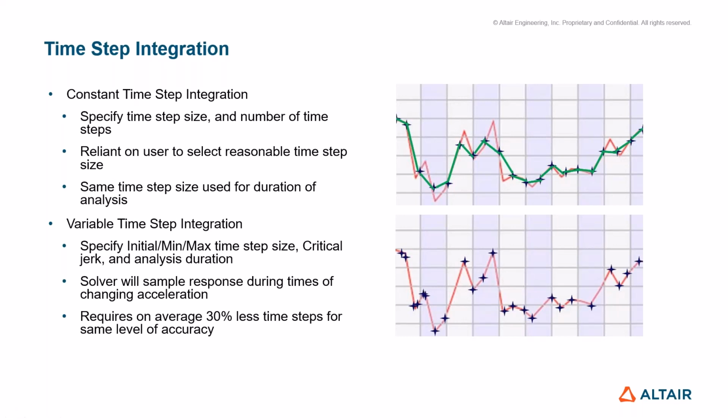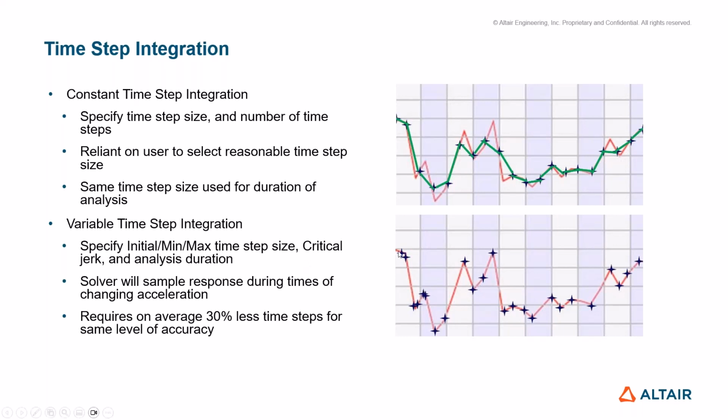That's in contrast to the variable time step integration, where you specify an initial time step size, a minimum time step size, and a maximum time step size. So you basically give it a starting point and then a window of time step sizes it can use, and a critical jerk, basically the change of acceleration that will be the threshold for what the solver requires a new time step size for. And then you specify how long you want the analysis to be sampled for. And then the solver is going to sample the response during times where you have rapid changes in acceleration that meet this critical jerk requirement. And we find that this uses on average about 30% less time steps for the same level of accuracy.